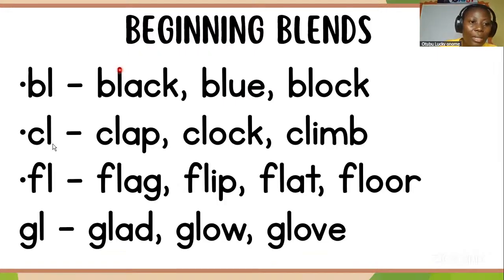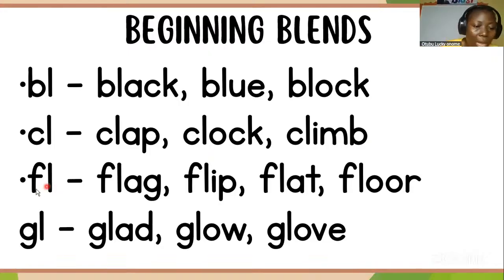Then we have C and L. C and L says K, like clap. We have it in a word like clap. Clap means to clap your hands. Then we have clock, the clock in your sitting room. Then we have climb. Climb means to go up something bit by bit. Climb the stairs, climb the ladder.